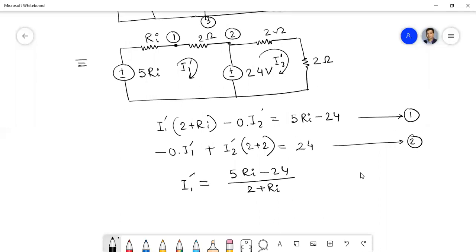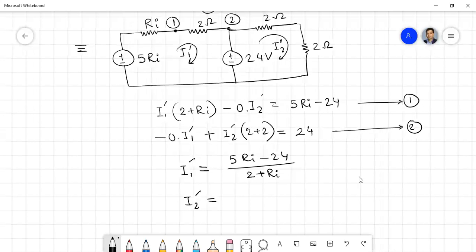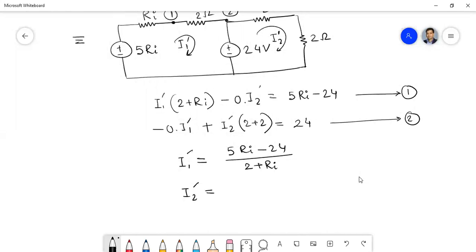Okay, and what is I2 prime? What is I2 prime? 6 ampere. Now I1. Now one question you haven't answered, that why I am taking I1 prime and I2 prime different than the previous one, that I1 and I2. Why I am taking prime?